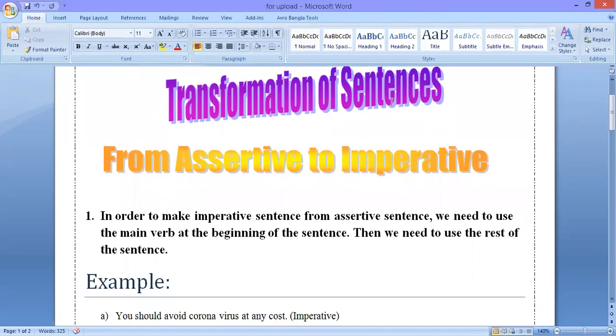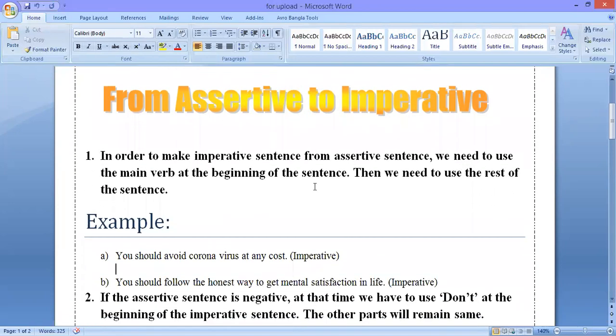If we look at rule number 1, if you want to make an imperative sentence from an assertive sentence, at that time we need to bring the main verb to the beginning of the sentence. After that, we have to use the rest of the sentence.